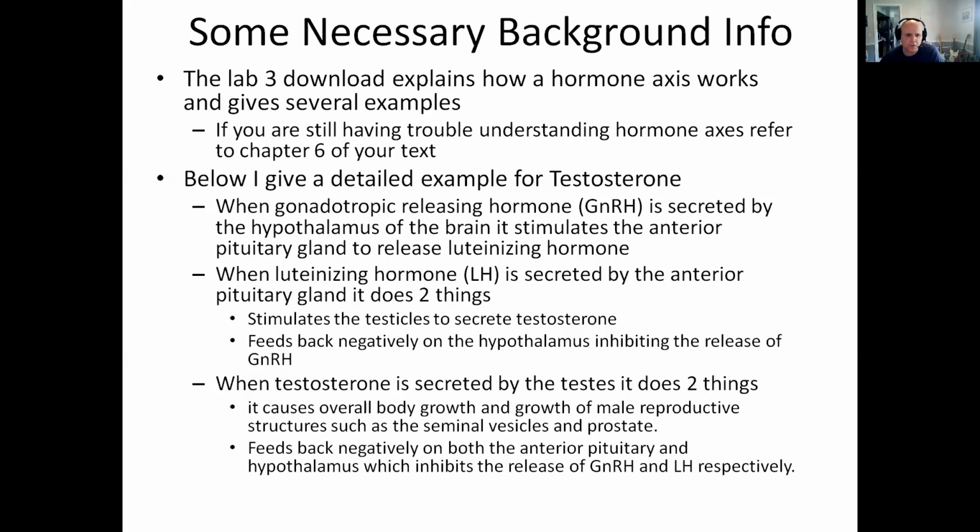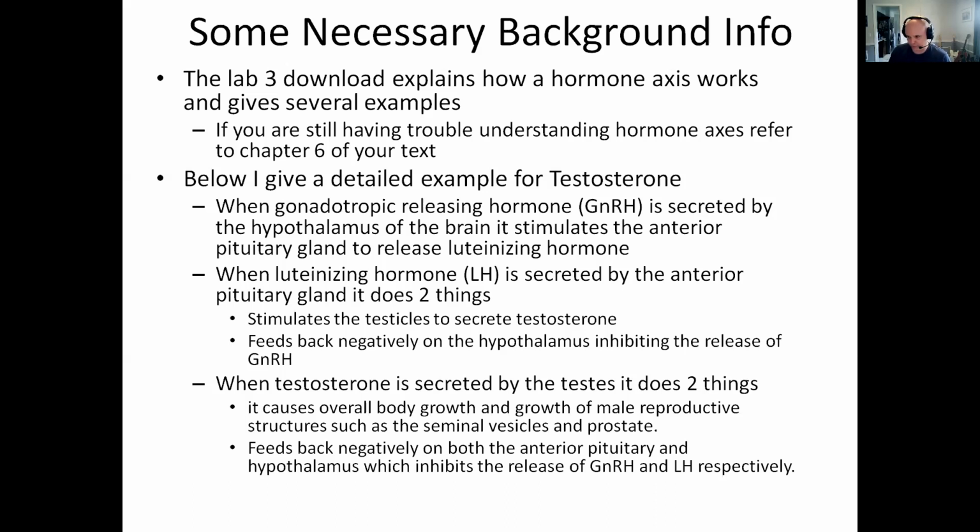Okay. So GnRH has pretty much a single job, and it's going to stimulate the anterior pituitary to release LH. LH, as I just said, goes to the testes and causes them to release testosterone. In addition to that, LH enters the cardiovascular system, and when it returns to the hypothalamus, it's going to inhibit the release of GnRH. So this is kind of cool.